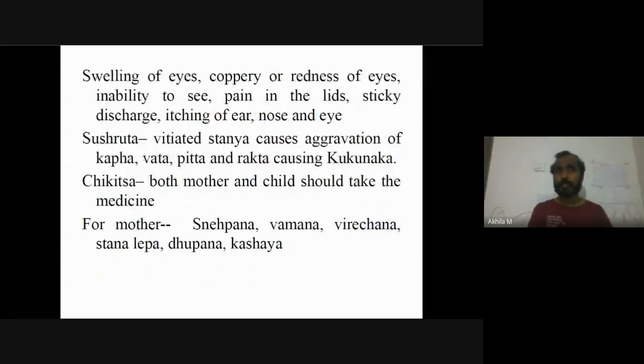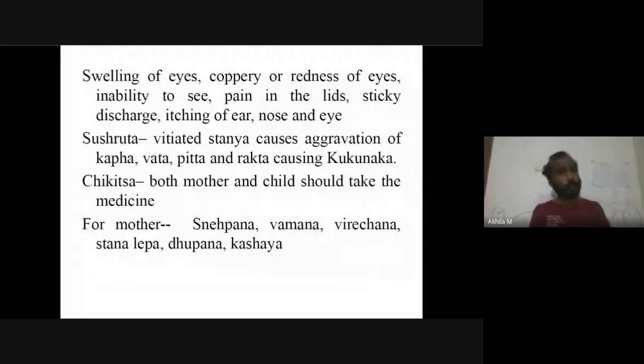Acharya Susruta also described like that only. Due to the vishishta stanya dosha, there is some problem. The aggravation of kapha, rakta, pitta dushti. Because of the vitiation of the breast milk, there arises the kukunaka.